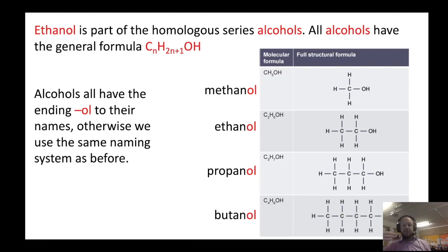We're using the same naming system, methan, ethan, propan, butan, but instead of -ane, we're now adding -ol to the end. So it's methanol, ethanol, propanol, butanol, pentanol, hexanol, just the same as the process that we said before.